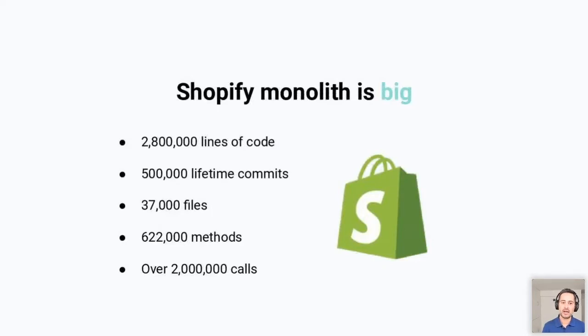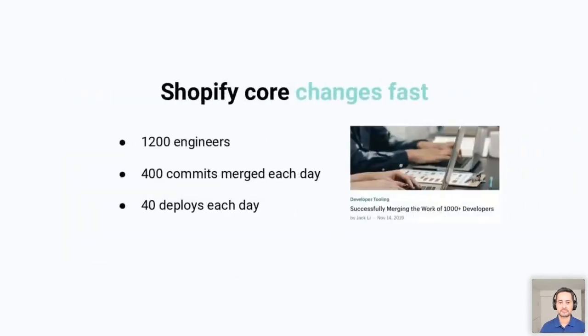At Shopify, we have probably the oldest and the largest Ruby on Rails monolith in the world today. It is really big. We call our monolith core because it stands at the core of our business. It consists of almost 3 million lines of code, 500,000 lifetime commits, almost 40,000 files and over 600,000 methods. Between those methods, there are about 2 million calls happening. This is a really big scale.